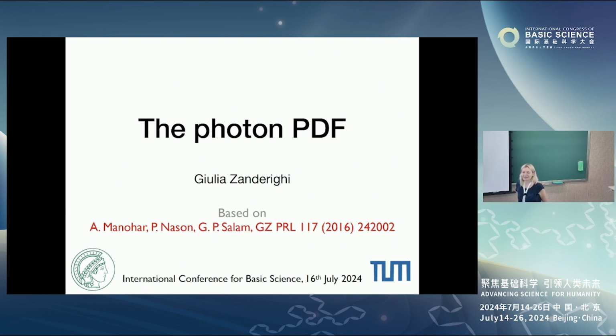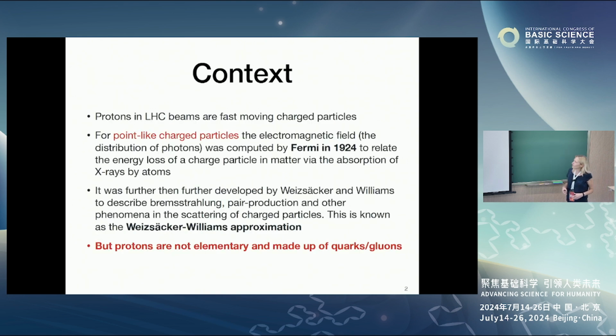So today I will tell you a little bit about this, written in collaboration with Anish Manohar, Paolo Nasonna, and Gavin Salam. And it's about the photon content of the protons. Okay, so what is the context? Well, today we are running the Large Hadron Collider machine, and the protons in these LHC beams are charged moving particles. So one of the questions is, what is the electromagnetic field associated to these charged moving particles?